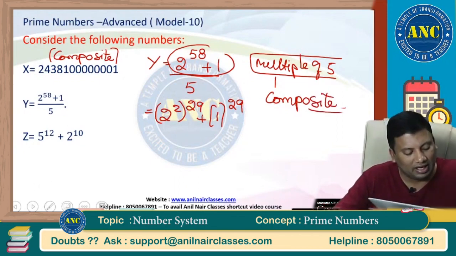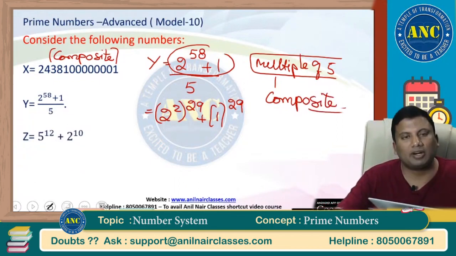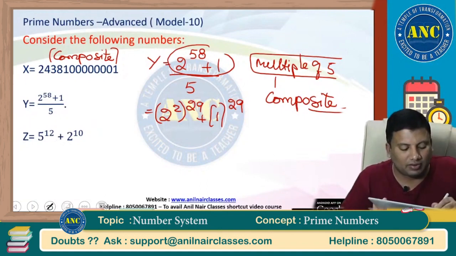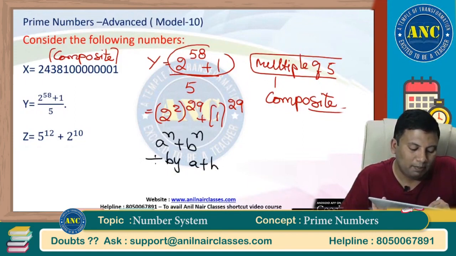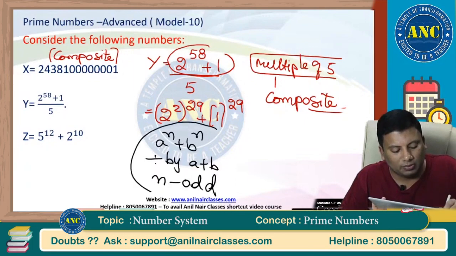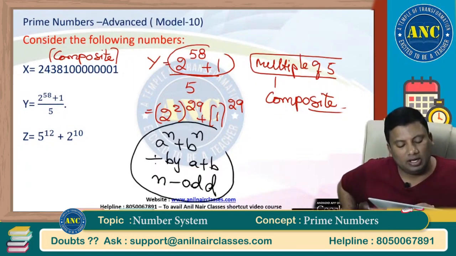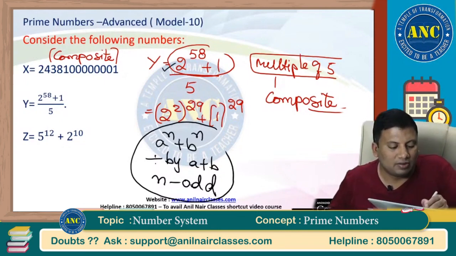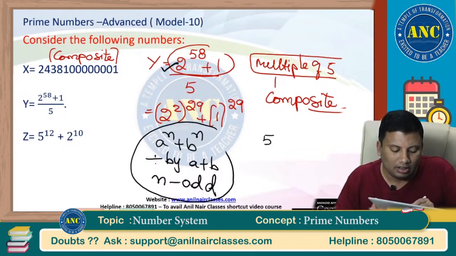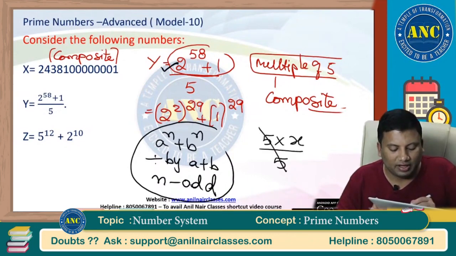2 power 58 is (2 square) power 29 plus 1 power 29. A power n plus b power n is always divisible by a plus b if n is an odd number. A cube plus b cube is (a plus b) into (a square minus ab plus b square). So it is perfectly divisible by 5. That means it is 5 into something.